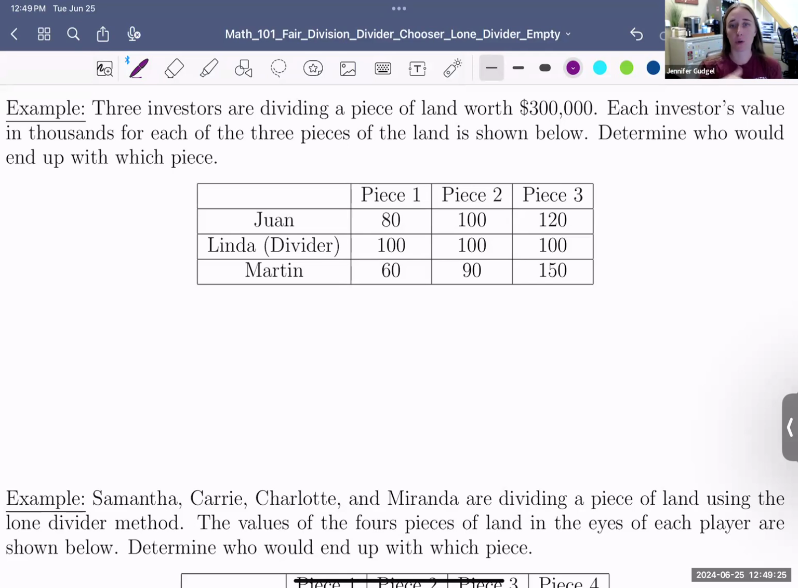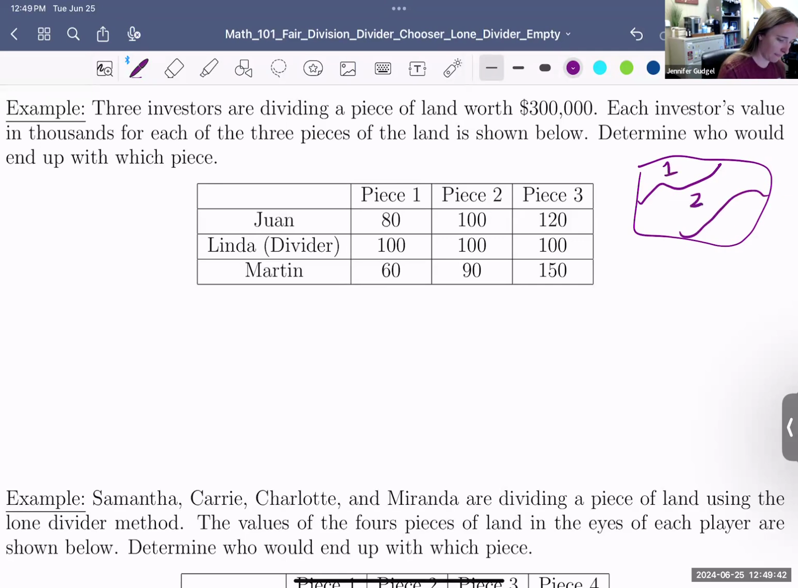In real life, each person would look at the pieces and give this information, and then someone would collect it and compile it into a chart like we see here. So kind of imagine there's this piece of land, and there's three pieces. And Juan says piece one here in the top corner is worth to him $80,000. Piece two is worth $100,000. Piece three is worth $120,000.